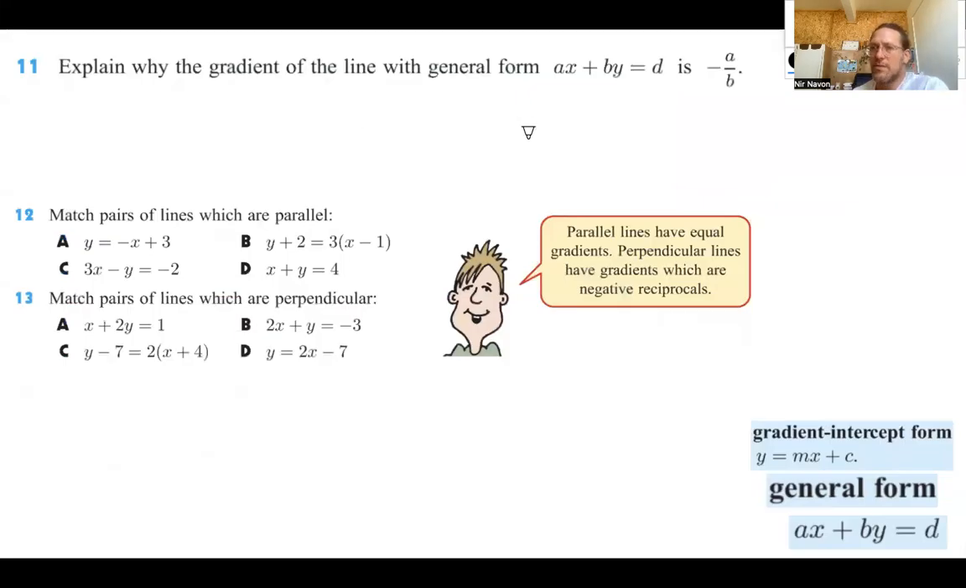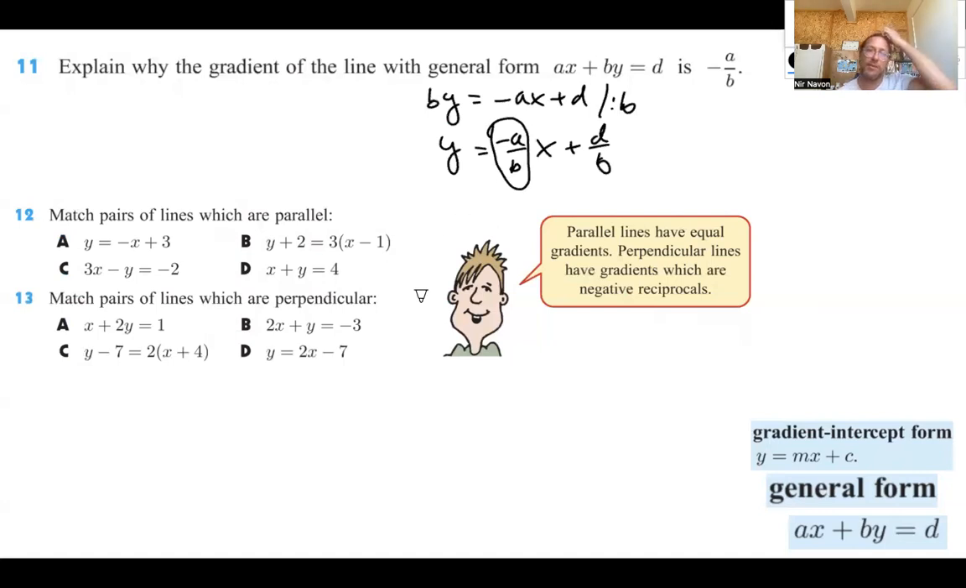Again, stop the video and solve some questions from the previous slide. Match pairs of lines which are parallel. Let's explain why the gradient of the line with general form is -a/b. We're looking at the gradient-intercept form, so we want to isolate the y. by = -ax + d. Dividing both sides by b, I get y = -a/b x + d/b. So we can see straight away that the gradient is -a/b.